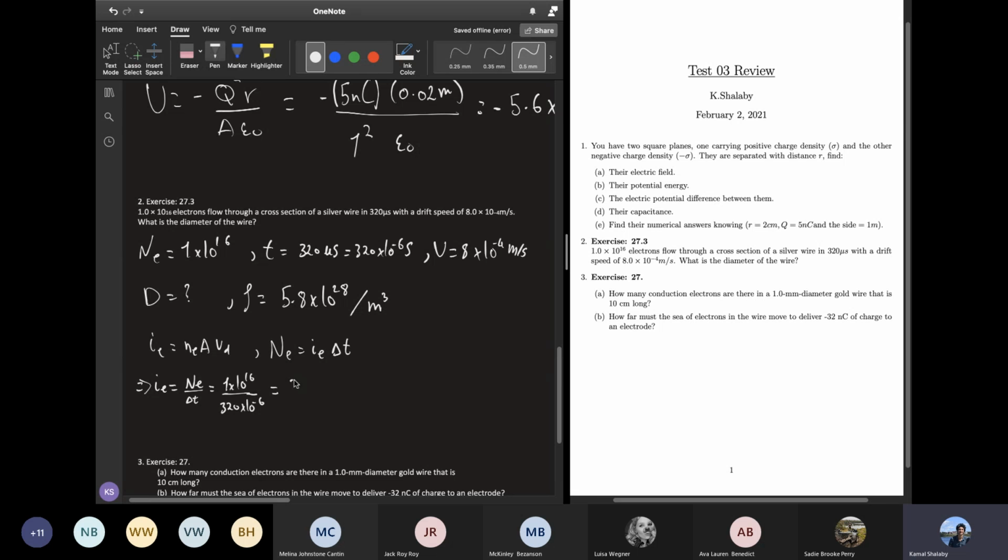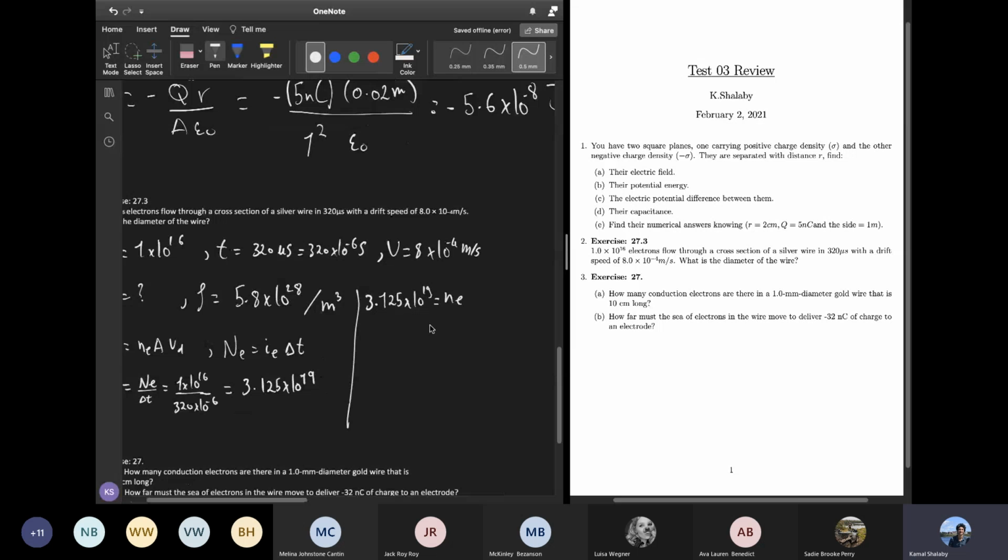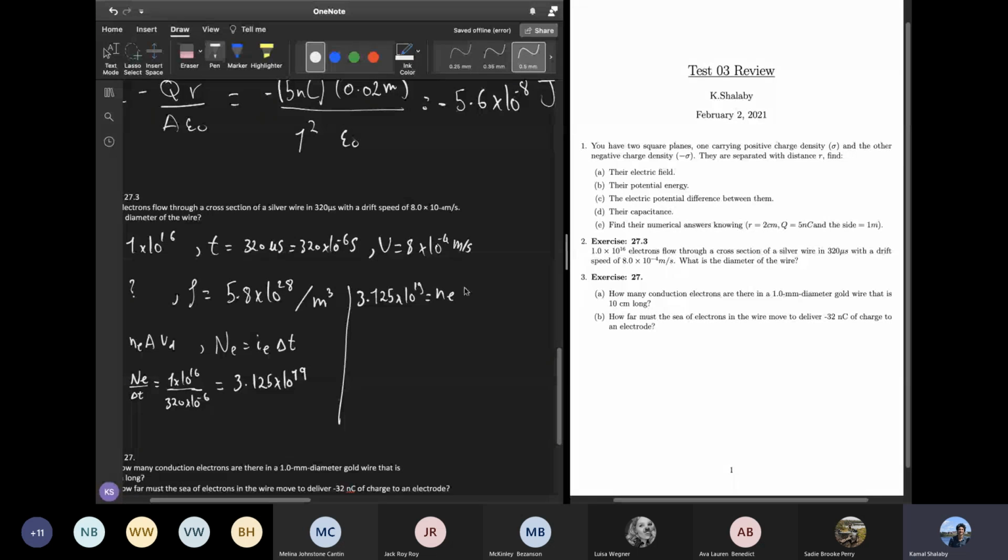3.125 10 to the power of 19. Okay. So now we have 3.125 10 to the power of 19 is equal to NE A or VD. So let's just first check what the small NE is equal to.